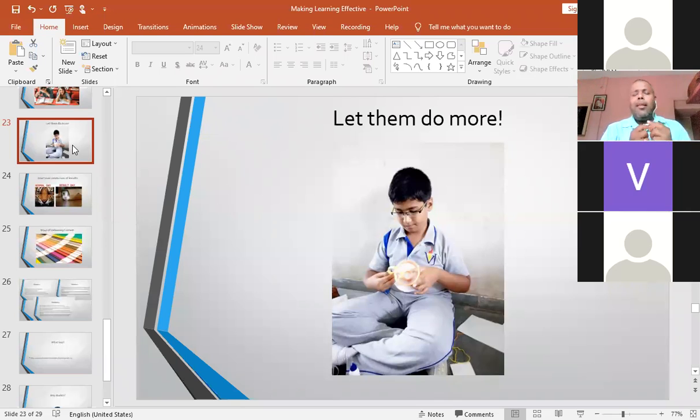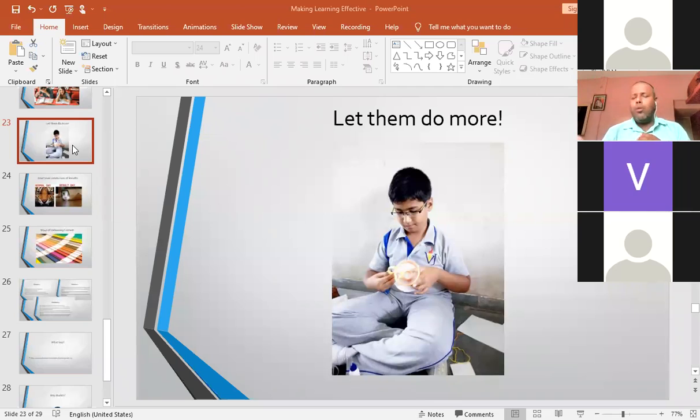Just to think about it, what is doing more? Right from the start of the session till the end, they must use a number of skills. If the teacher has given a riddle, they must be thinking. Thinking is again a skill. They must be remembering. It is again a skill. They must be applying their knowledge. It is again a skill. So try to see that they use most of the skills. And when they do it, it helps in making learning effective.